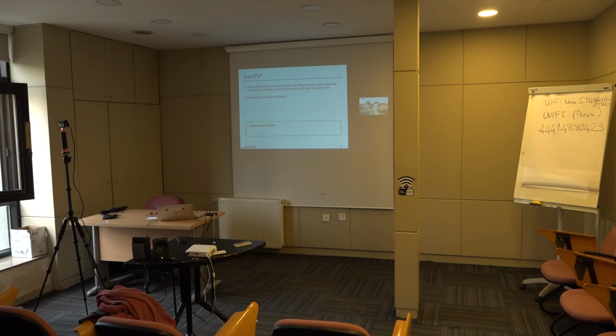So the second technique of GenPIP is early rejection. Early rejection stops the execution on useless reads as early as possible by using a small number of chunks to predict the usefulness of a read. Early rejection predicts and eliminates the low quality and unmapped reads from the genome analysis pipeline as early as possible. So here I give an overview of the early rejection, how we do the early rejection.